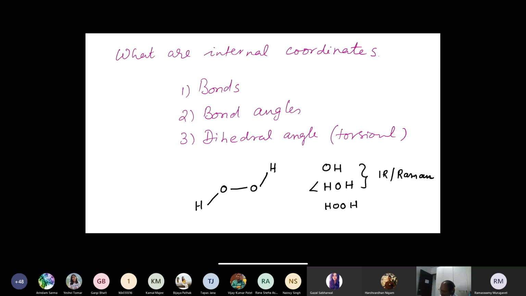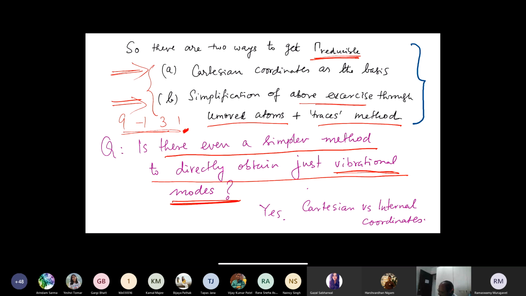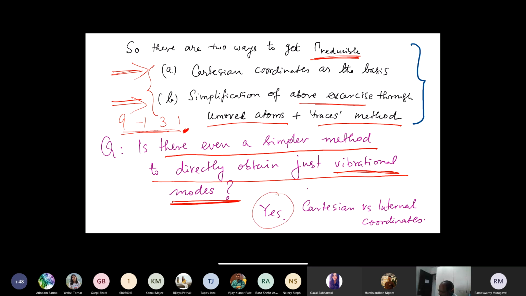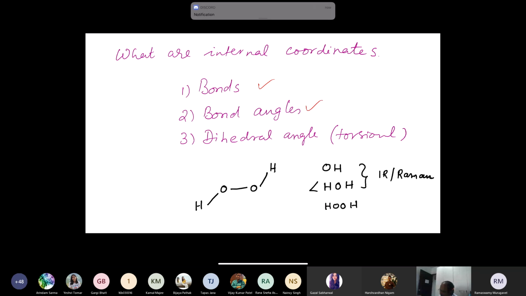Yes. So this is where you have to understand there is a much simpler method to do this. And what you actually do is use what are called internal coordinates instead of the Cartesian coordinates. Cartesian coordinates are the addresses of all atoms in terms of x, y, z. So they essentially have 3 times the coordinates. So the problem is big, but internal coordinates are normally about bonds, bond angles, and torsion angles.